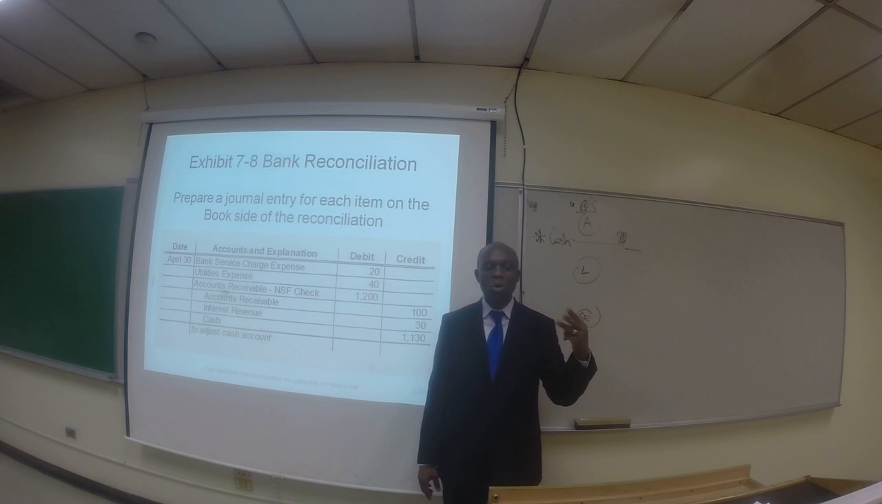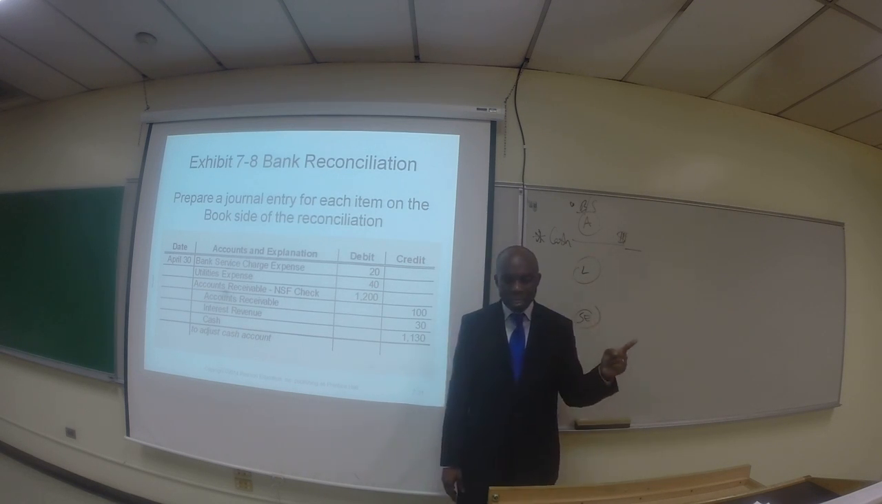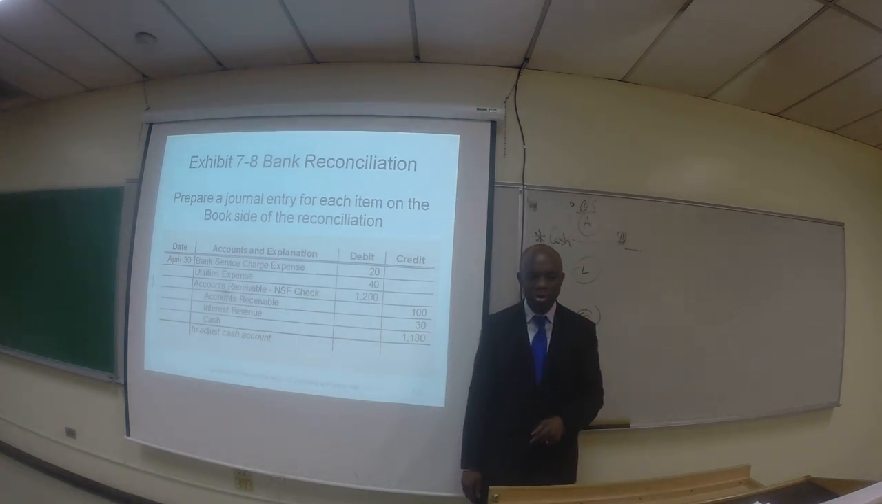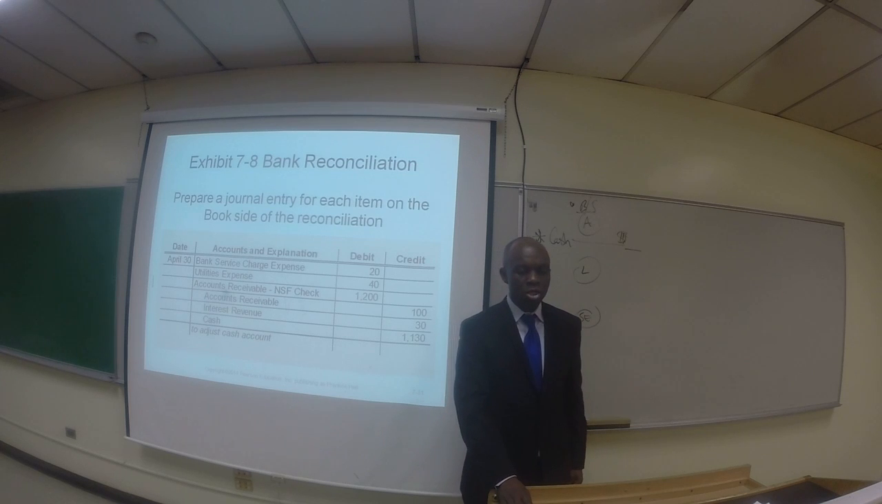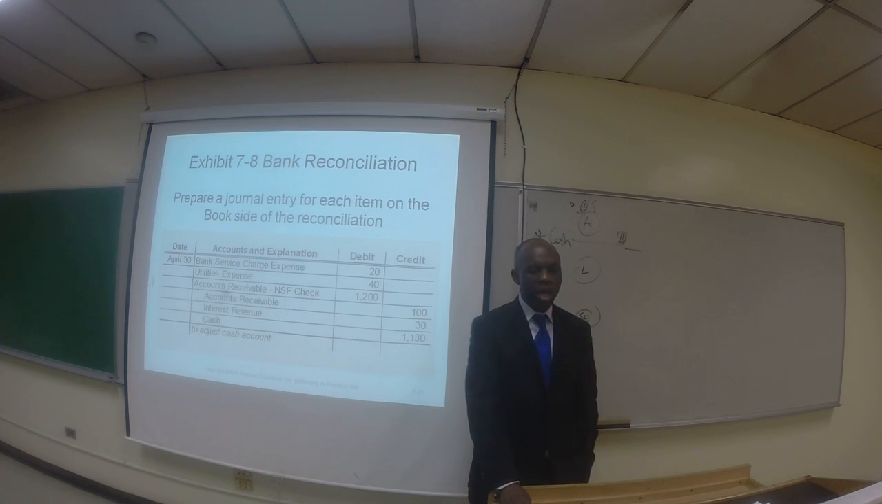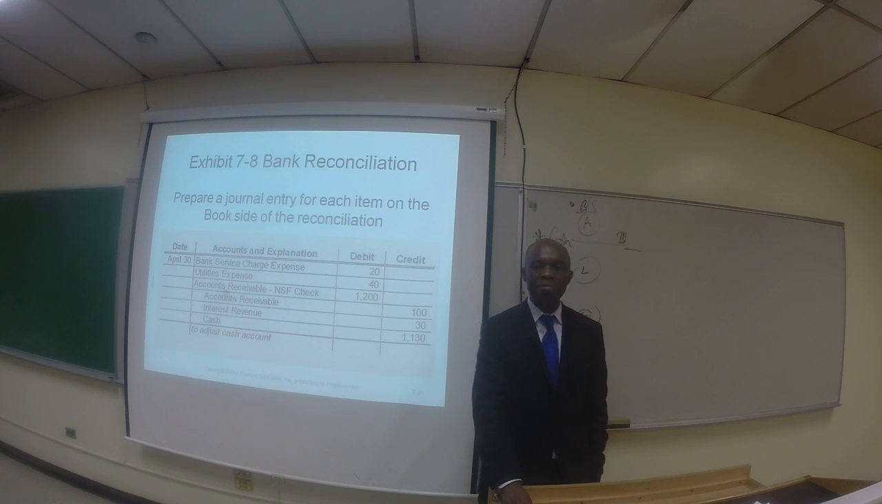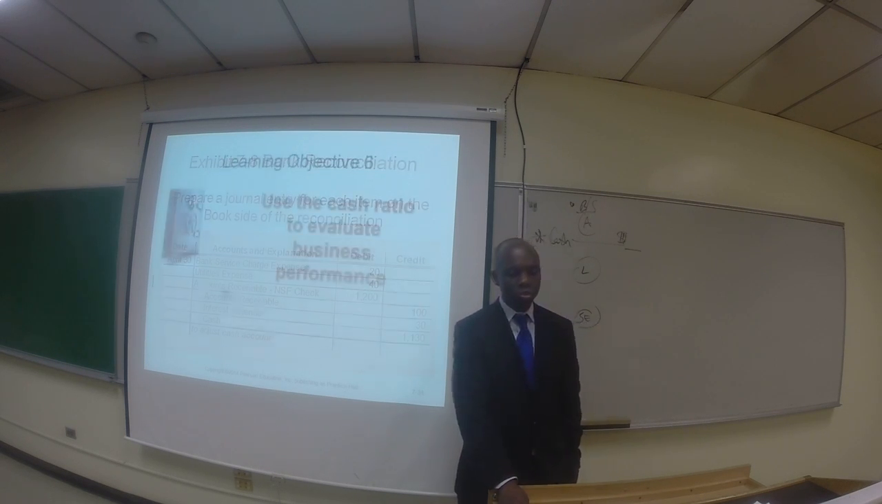Accounts receivable, we debit for $1,200. That is for the non-sufficient fund. Then we credit accounts receivable for 100. Interest revenue, credit cash 1130. So here you have it for the related journal entry after completing the bank reconciliation.